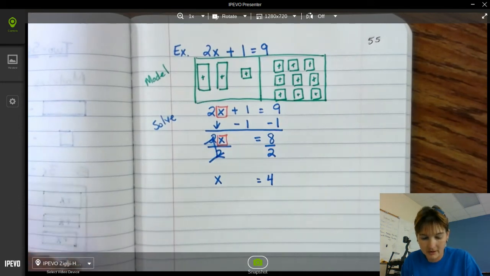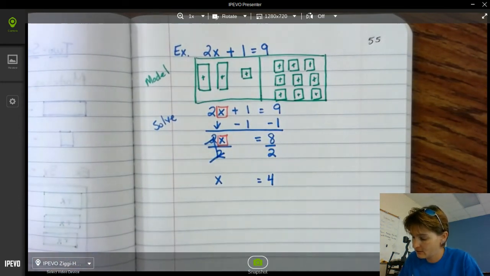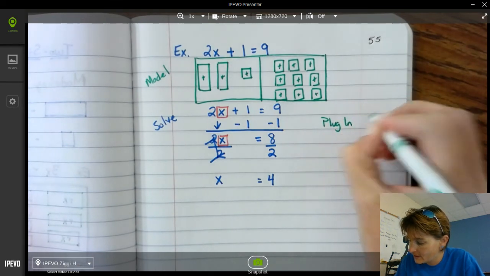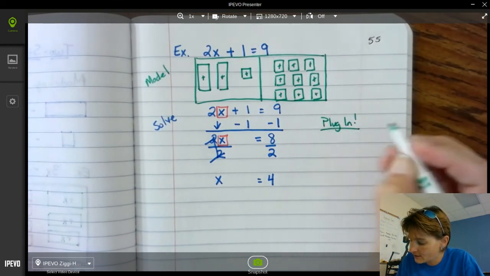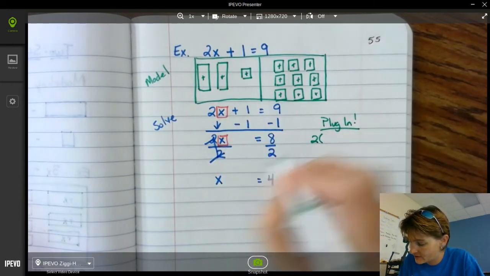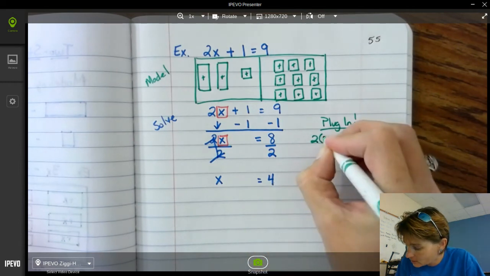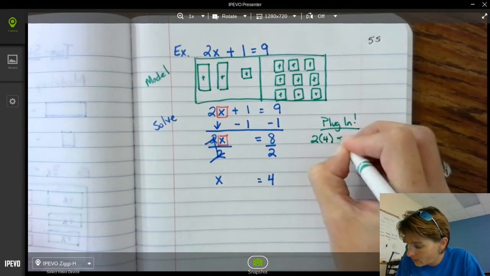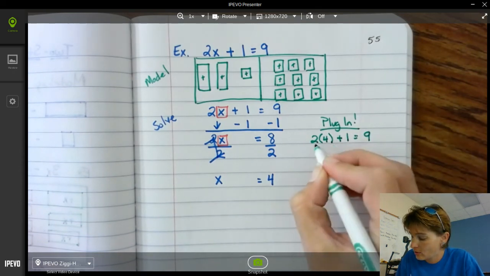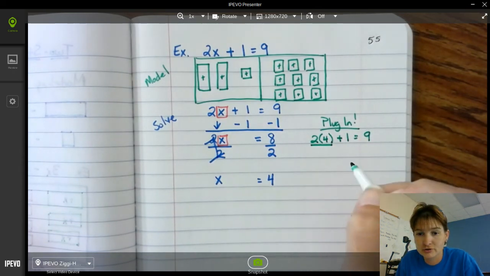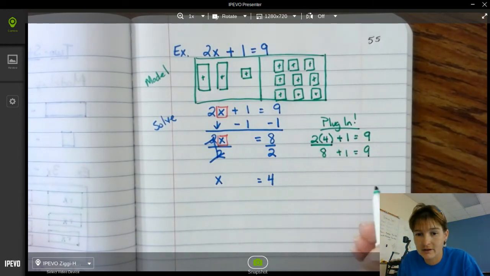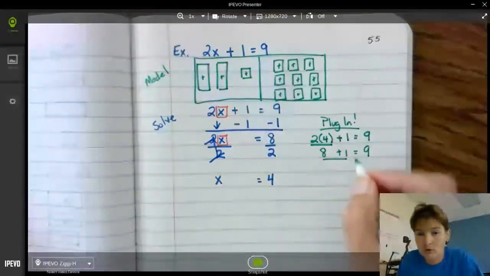Okay, we want to plug in to check. So plug it in to check. And so in our equation, 2, and then the x we said is 4. So 2 times 4 plus 1 should equal 9. Order of operations, multiplication first. 2 times 4 is 8. Okay, everything else comes down. 8 plus 1 is 9.